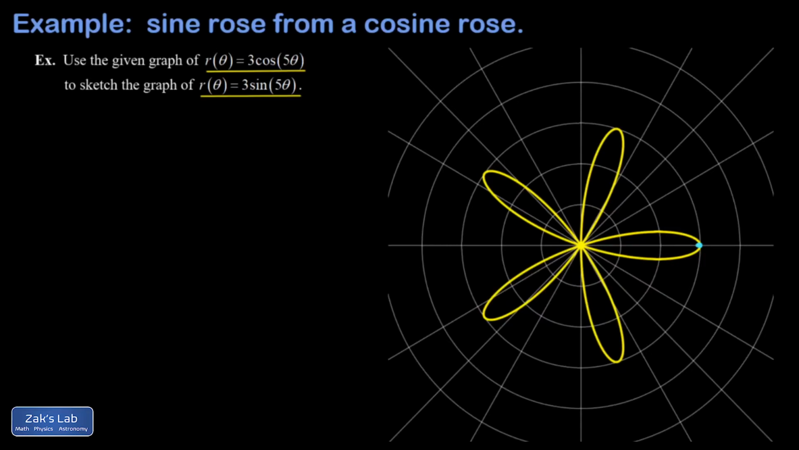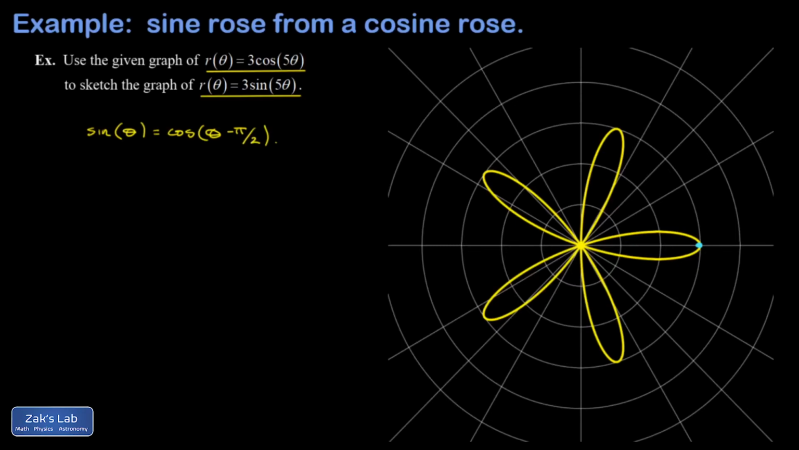So the idea is, instead of using brute force, we can think about a transformation of trig functions that allows us to get one curve from the other. So a quick reminder of a trig identity here. The sine of theta is cosine of theta minus pi over 2. In other words, if we advance a cosine function by pi over 2, we arrive at a sine function.